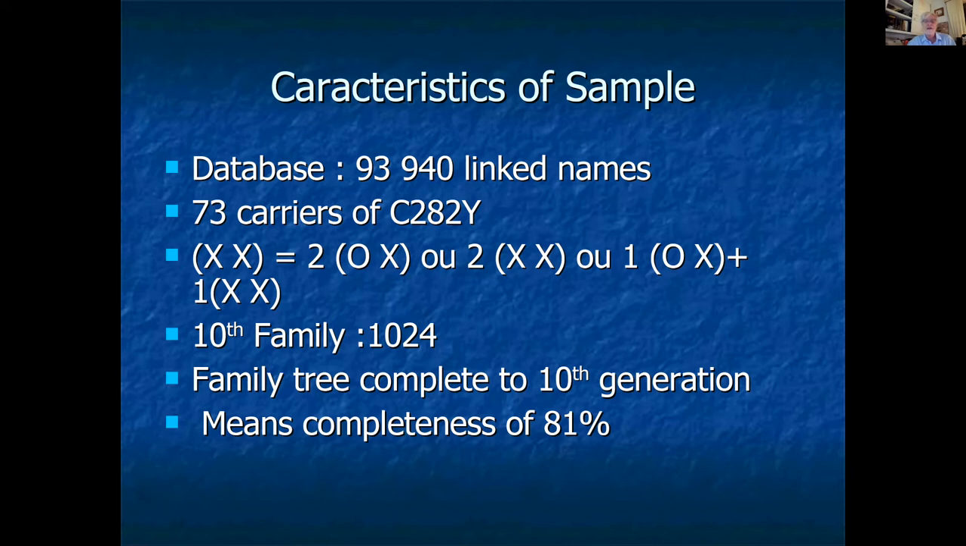Most of them, I have more than 10, but it's my criteria that I put to work with. And so for all my 73 carriers here, the completeness, because if you pay attention to my family tree, it's quite complete, but there are blanks because we have no information anymore. So the family tree that you see at 10 generations is generally not complete to 100%, but the mean completeness of the family tree of those 73 people is around 81%. So it's a good tool to make the analysis of the relationship.